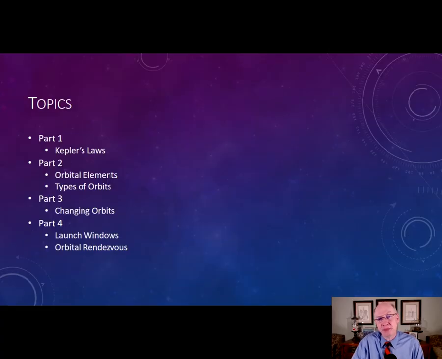Now, what's important about Kepler's laws of planetary motion is that they don't just apply to planets. They apply to orbits of all kinds. They apply to planetary orbits. They apply to the orbit of our sun around the center of the Milky Way galaxy. But most importantly for our course this semester, they apply to satellites orbiting the Earth. So Kepler's three laws also apply to satellites.